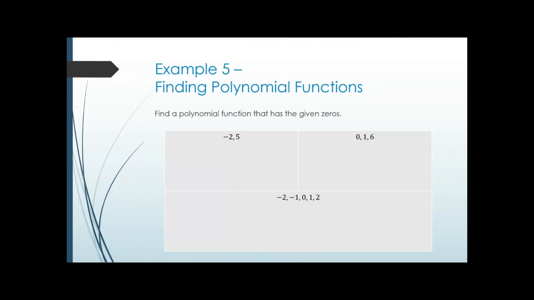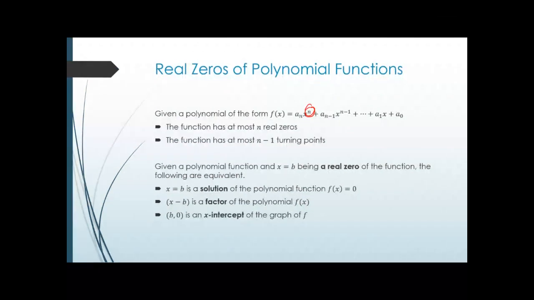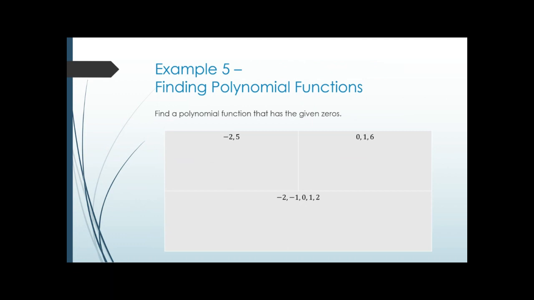So one thing, and I'm going to go back to the slide where I was talking about the zeros, as my computer very, very slowly responds. So if you get a 0, you can use it as a factor, and it goes in the opposite sign. So if the b is positive, it's going to be x minus that number. If you have a negative 0, it's going to be x plus. So we're going to use this by taking the zeros and then writing the equations. So it says find a polynomial function that has the given zeros. And so the first one on the top left is -2 and 5.